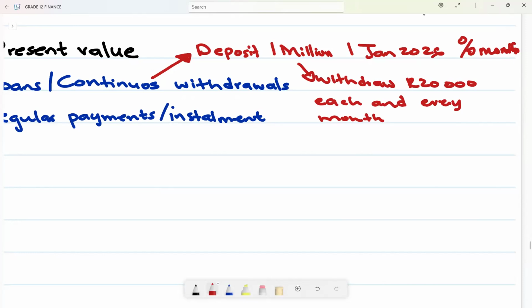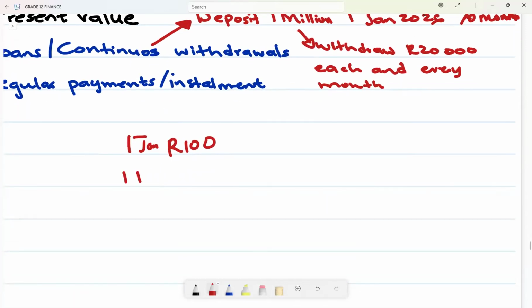Let me make an example like this. I invest 100 Rand on the 1st of January. On the 1st of February, my money gets interest. Let's say the interest received makes my money become 120. And then after receiving the interest, I withdraw 10 Rand. Can you see that on the 2nd of February, when I withdraw, the money inside the bank will now be how much? 110.